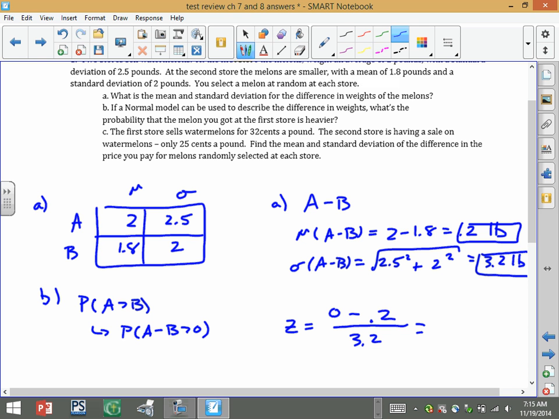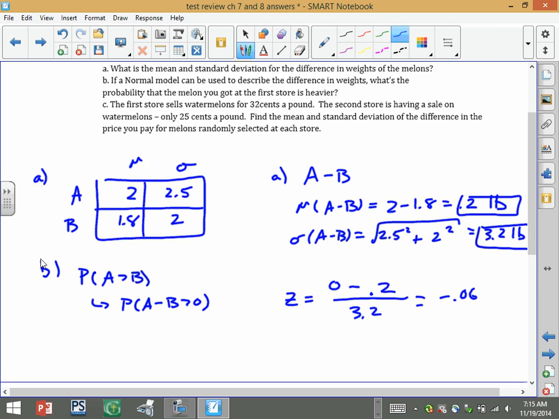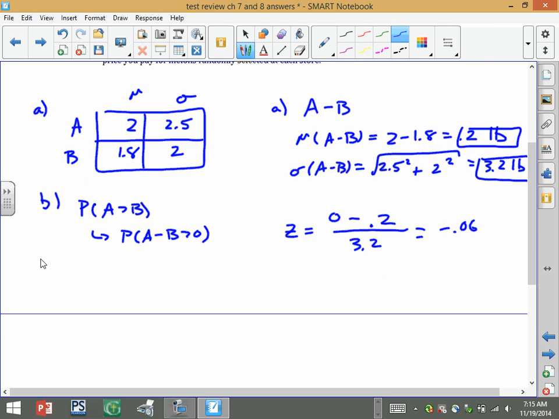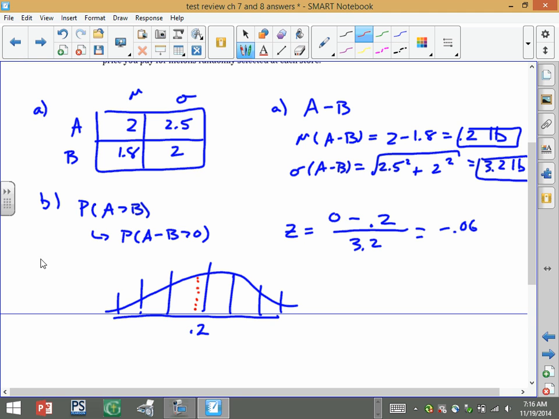And so that z-score is about negative 0.06. Right? So we're not very far below the mean. But just as a quick reminder, as we set this thing up, this should be centered at 0.2, and 0 is just a little bit below the mean, and we wanted to shade up. So it's more than likely that we get a heavier watermelon at the first one.